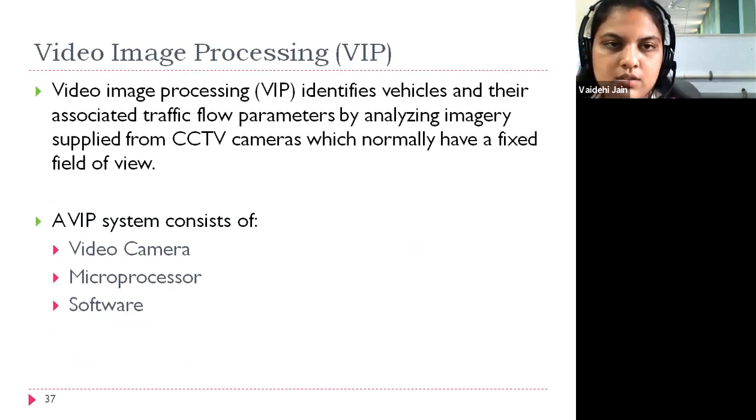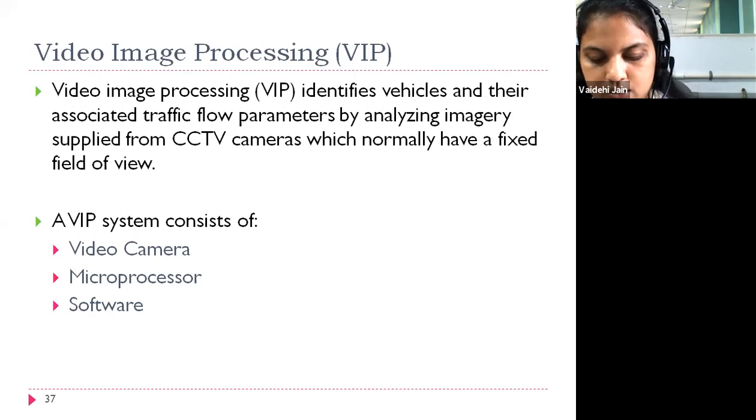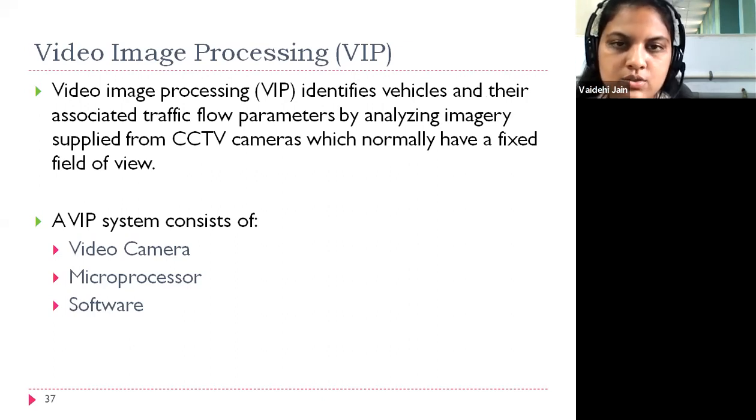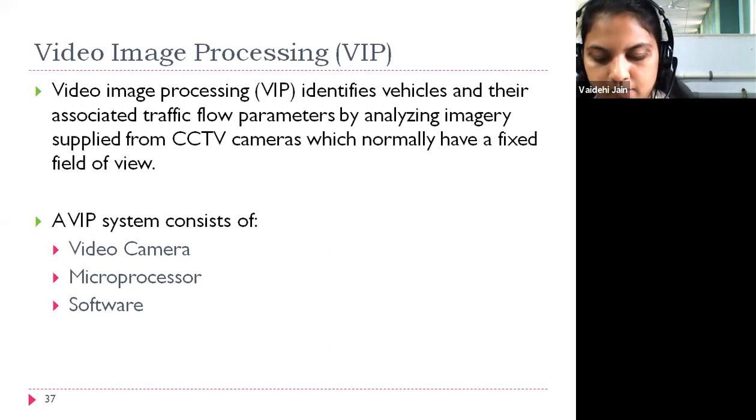The next system is the video image processing system. In a video image processing system, again we are using a CCTV camera which normally has a fixed field view, but these video cameras are not just capturing images, they are taking videos of the traffic flow. Afterwards, these video images are processed at the service centers and converted to the required data.